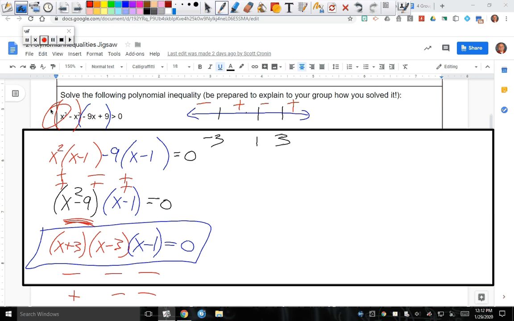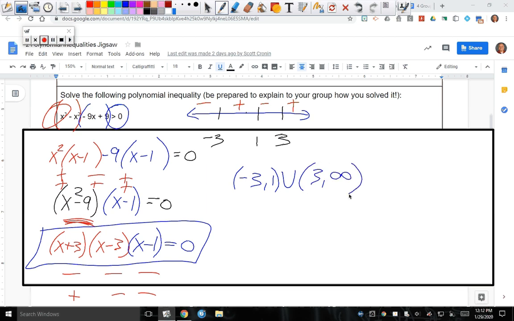Careful. We want to know, actually you are right. I don't know why I said careful. I want to find the ones that are positive. Emily's right. So it'll be negative 3, 1 in parentheses, and then the union, and then parentheses 3, infinity.